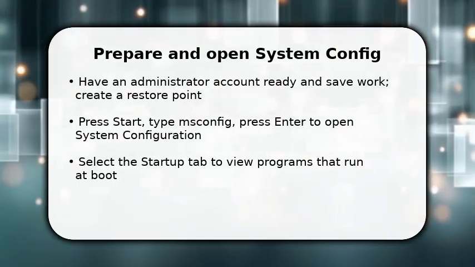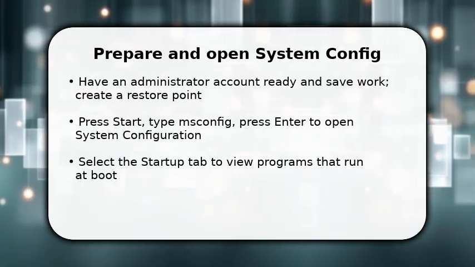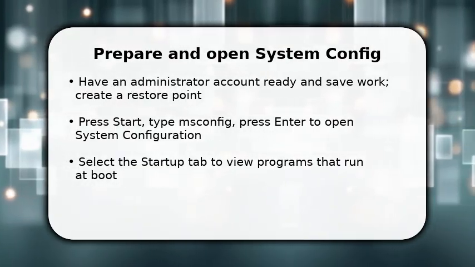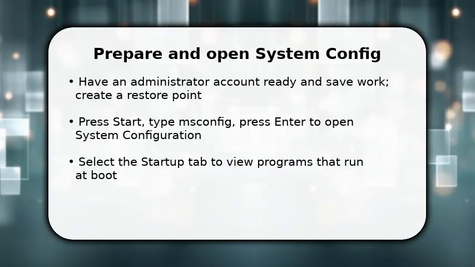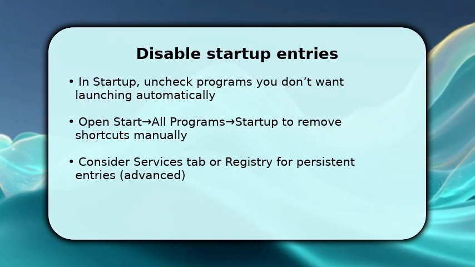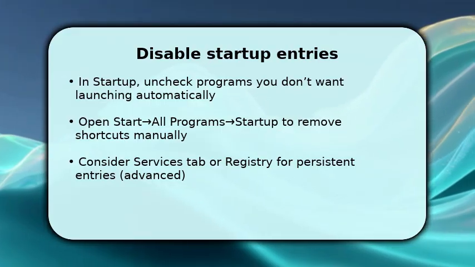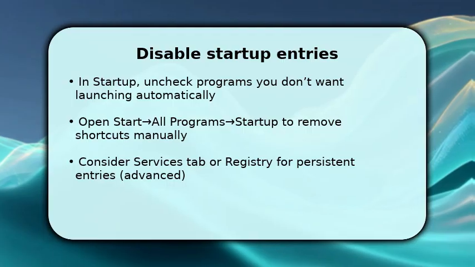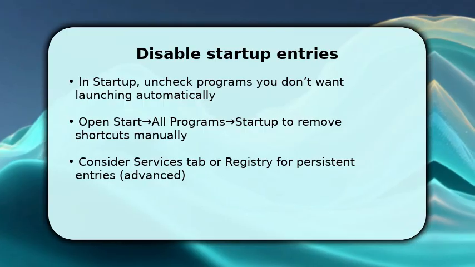Unknown items deserve a quick web search or note before changing them, because disabling the wrong service can break device drivers or security software. Now disable unwanted items by unchecking them in the Startup tab and click Apply. Once done, open Start > All Programs > Startup and remove any shortcut you don't want launching. That prevents it from restarting automatically.